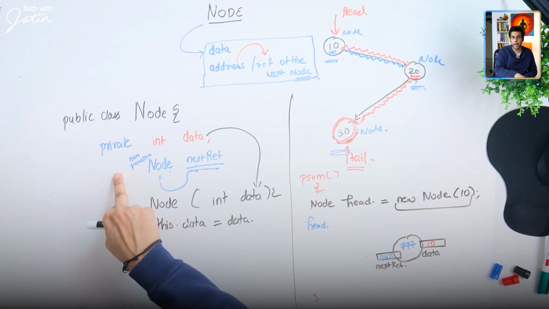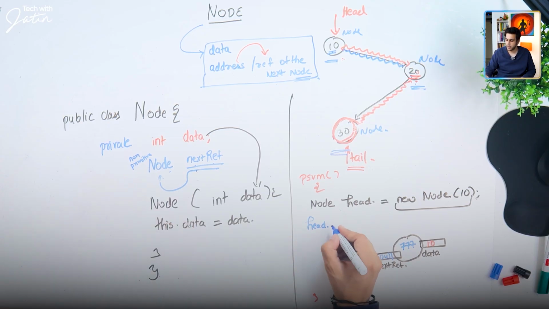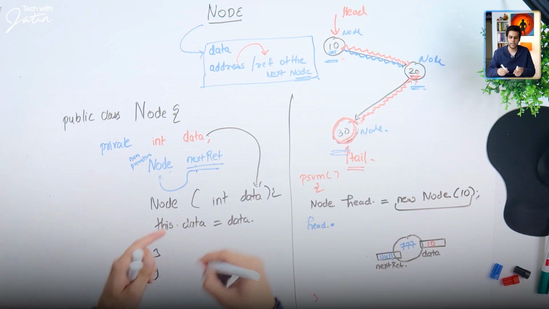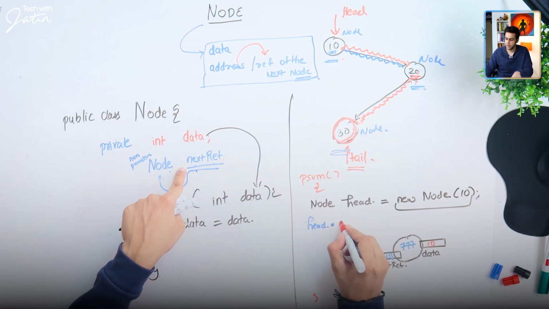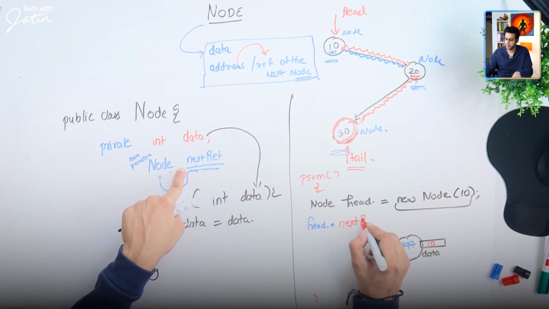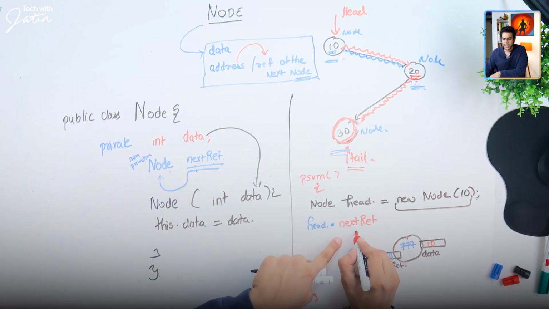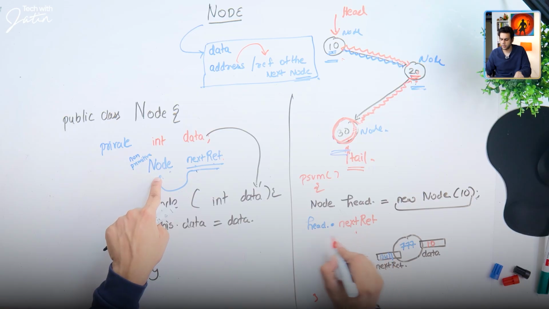You see, I did not make it private. I removed the private now. Head dot, I can access this reference now. Next reference. What is the data type of next reference? Node.